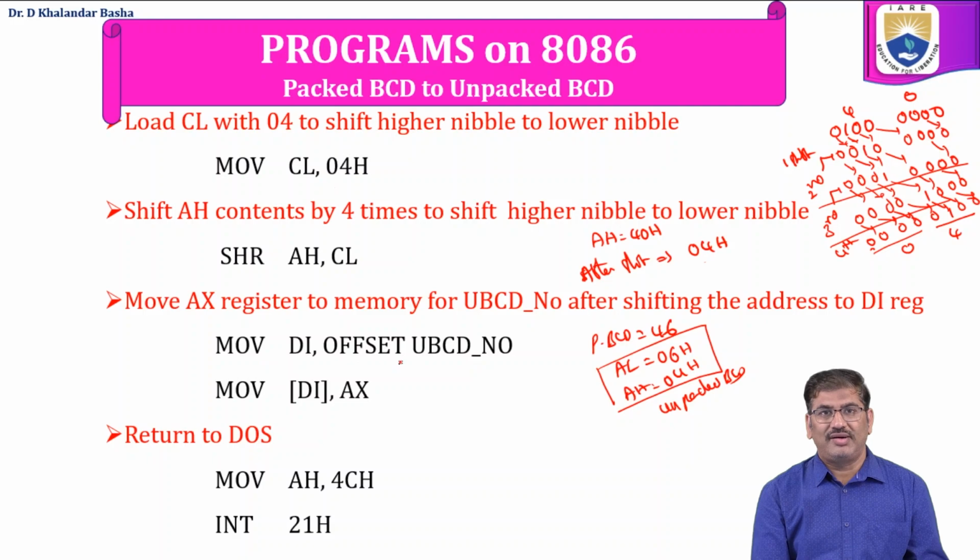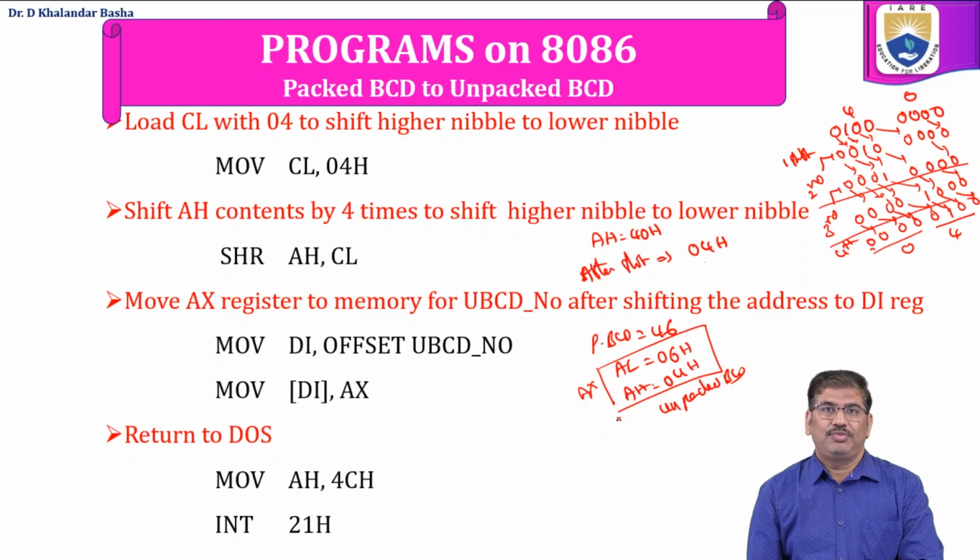Now we will fetch the address of unpacked BCD number in the data segment by using MOV DI comma OFFSET UBCD_NUMBER. So this is a variable name which is given. For this variable name, whatever the offset value is there, that we are going to load into DI register. Here the unpacked BCD is in the AX register. This AX register contents we are going to load into the memory location which is pointed by the DI register. To terminate the program and return to DOS, we are going to execute INT 21H, and the subroutine is called by moving 4CH into AH.